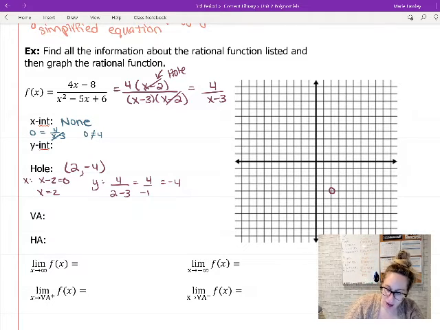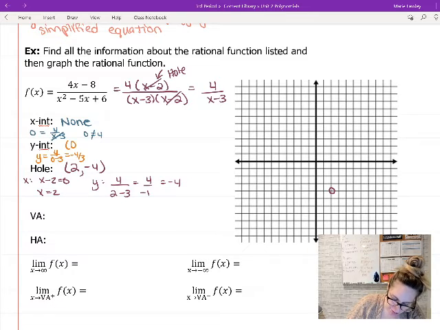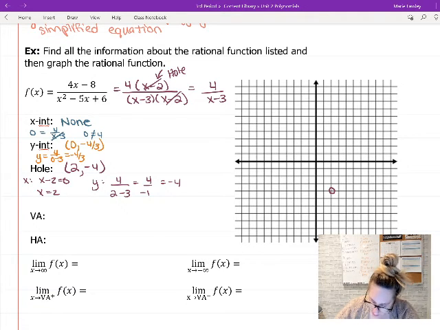All right, y-intercept. This is when I plug a 0 in for x and solve for y. So I have y equals 4 over 0 minus 3. So that is negative 4/3. So my y-intercept is 0, negative 4/3. All right, so I can go ahead and graph that. So 0 and then negative 4/3 is a little past negative 1, right? So somewhere around right in here. There we go. There's my y-intercept.